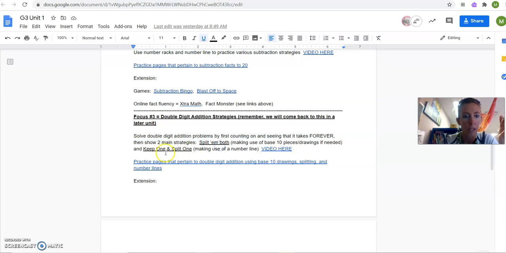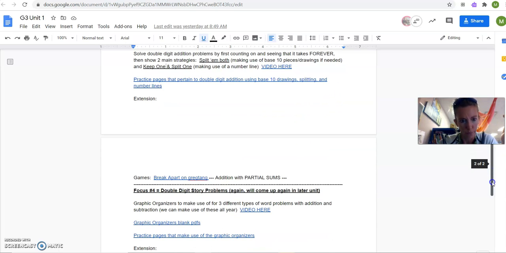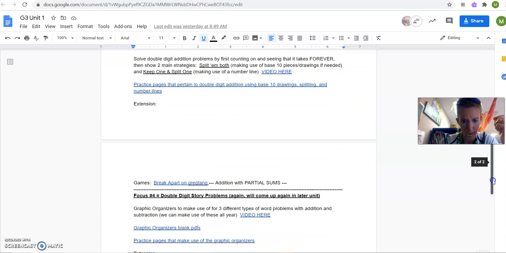Split them both, or keep one and split one. And I have the video of it here if you want to use that. Again, practice pages. These practice pages are actually coming from the intervention materials, so it actually gives more of a visual for kids. It gives more of a scaffold. So I thought I'd include that and find those for you to be able to use. And then game-wise, they could be practicing their addition with Greg Tang.